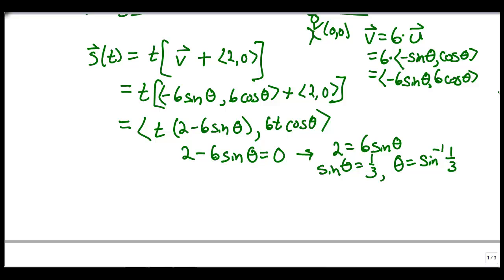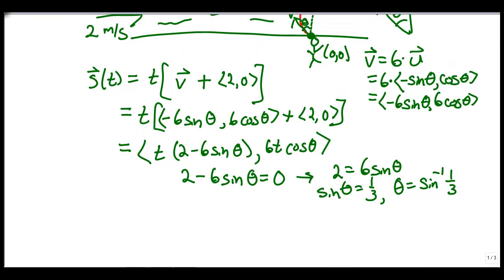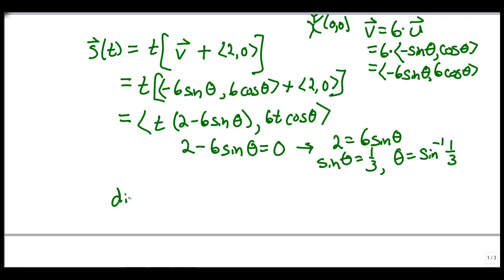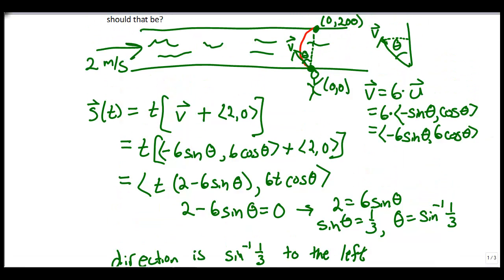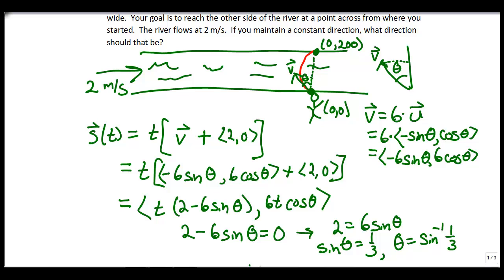Okay, so really the direction here, you could turn this into degrees or something. So in some sense, how do we describe the direction? Direction is whatever sine inverse of 1/3, really to the left. So if you're standing at the river and you go straight across, we're going to go arc sine of 1/3 this way, and that should make this work out.